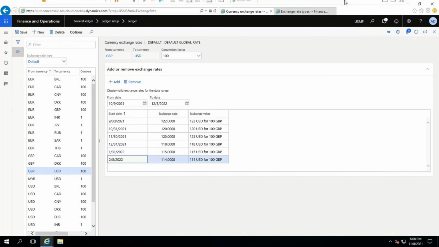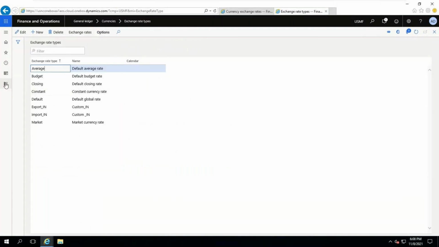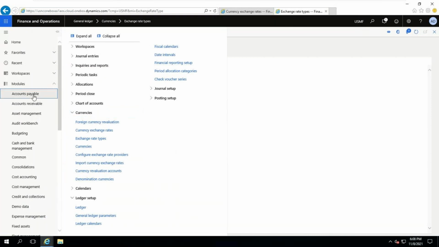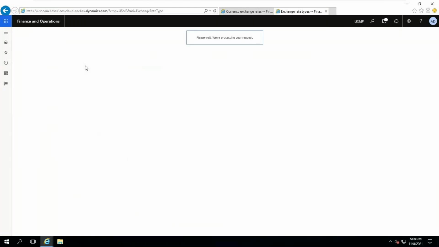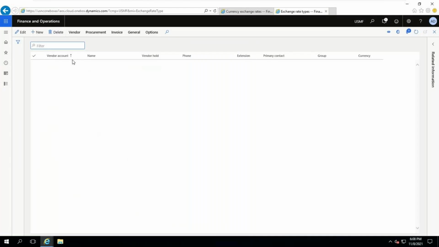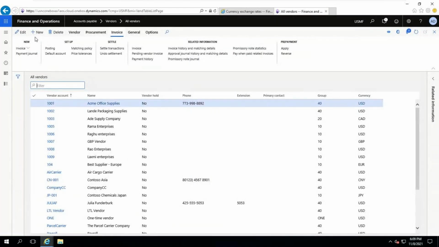Okay, so what I will do, I will create a new vendor, so that we will not have any confusion. Let me create one vendor, and I will do a purchase order, and I will run the foreign currency revaluation. So I'm creating a new vendor, 11100, like 1010. Up to 1009 is there.